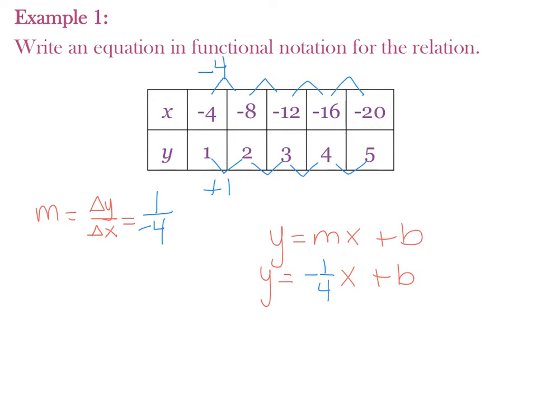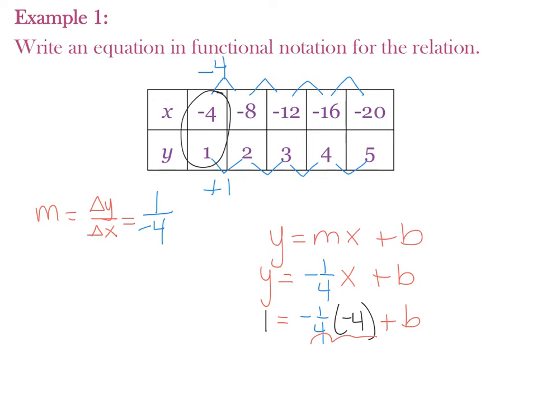So you can pick a pair from here. I'll just pick that first one, and y was 1 when x was -4, and I'm going to see if this works. So is -1/4 times -4 going to give me 1, or is there something else that b would have to be in order for this to be true?